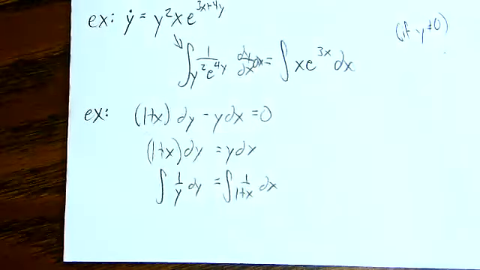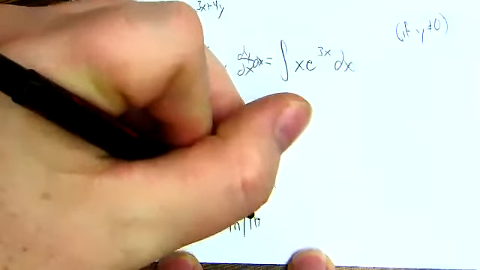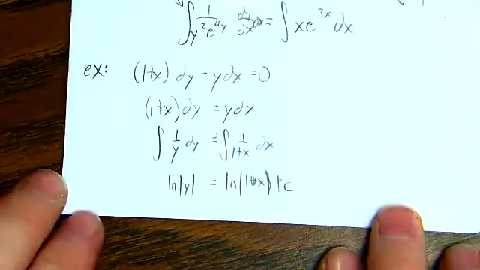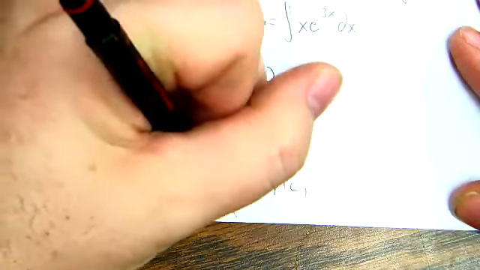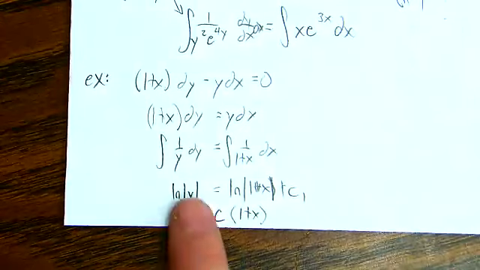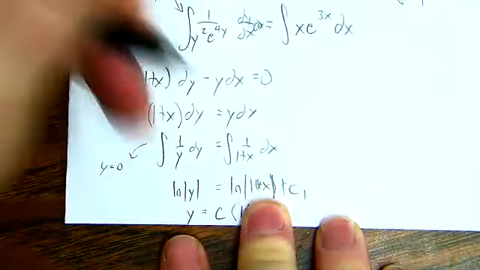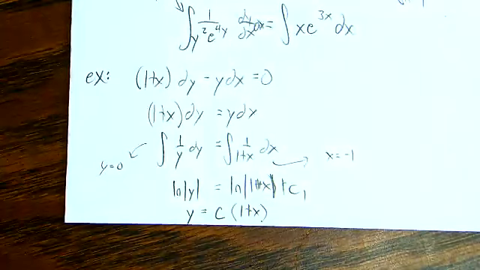Now I can integrate both sides here to get the natural log of the absolute value of y is equal to the natural log of 1 plus x plus c, which gives me that y is equal to, retconning that to be c1, some constant times 1 plus x. Now, in both, there are two different cases here. In one case, y is 0. In the other case, x is -1. I have to abide by both of those requirements.